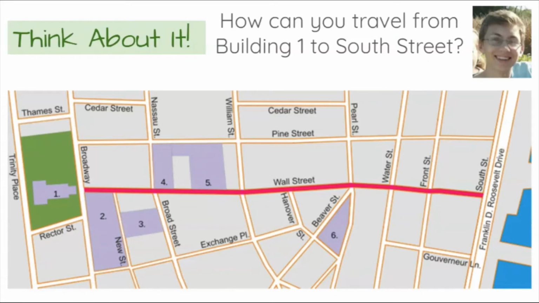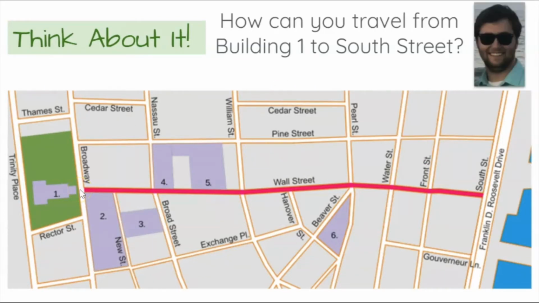Hi, Spencer. Can you tell me how you would travel from Building 1 to South Street? Yeah, so I'm at building 1. My car is parked here. I'd walk to my car. I'd make a right onto Thames Street, make a left onto Broadway. I'd make a right onto Cedar Street. I'd make a right onto Nassau Street. Okay. Then make a left onto Pine Street, and then I get to South Street. So you took a pretty complicated route. Is there a reason why you didn't just follow the red line? I was told not to follow the red line. Ah, I see. Thanks, Spencer.